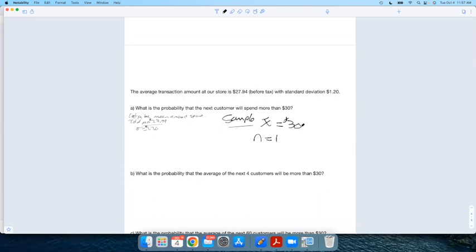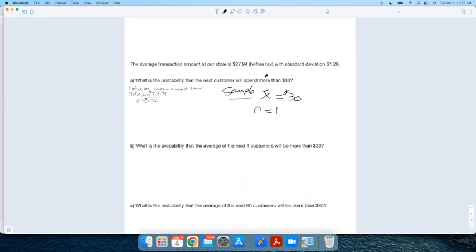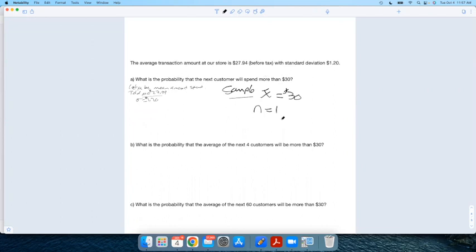I can't make predictions about the next person because I don't have a button on my calculator that says customers at Steve's store. It's not a normal distribution, or they would have told me that. N is too small. If your population is not normal, your sample needs to be big. That's too small. I can't answer this.